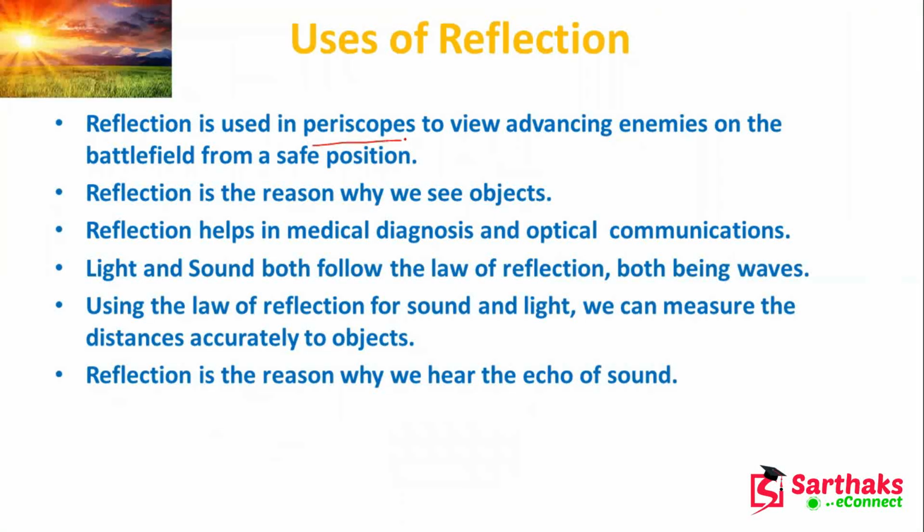Next, the use of reflection. Reflection is used in periscopes to view advancing enemies on the battlefield from a safe position. So we are using a periscope here. A periscope is an optical instrument that uses a system of prisms and lenses or mirrors to reflect the image through a tube. Light from a distant object strikes the top mirror and is then reflected at an angle of 90 degrees down the periscope tube.